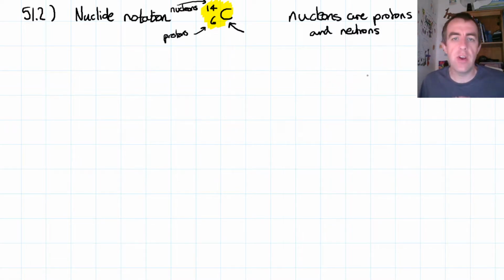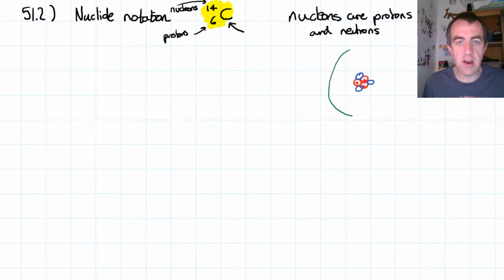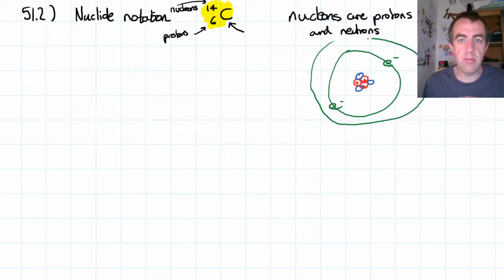Quick bit of revision for anyone that's forgotten. Within the nucleus of an atom, there are protons, which are positively charged. There are neutrons, which are neutrally charged. And around the outside of the atom, if it is a neutral atom, there are electrons. I keep saying if it's a neutral atom, of course, if it's not neutral, it's not an atom. Atoms are neutral by definition. Well, that is a terrible diagram.